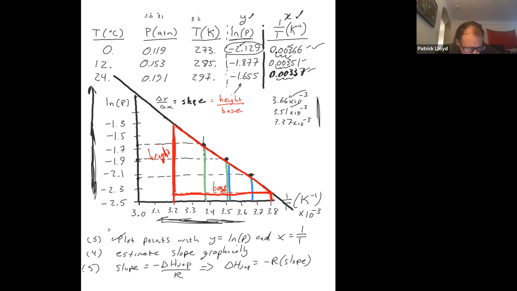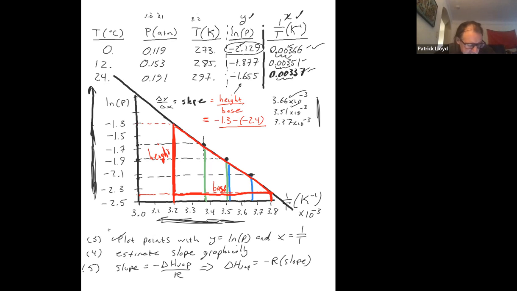Okay. So now, how do we figure out the height? Well, you just figure out how tall that is. It starts off right here, so that's about negative 2.4, and it goes all the way up to here, which is negative 1.3. So negative 1.3 minus a negative 2.4. There's your delta y. Okay, negative 2.4, negative 1.3.